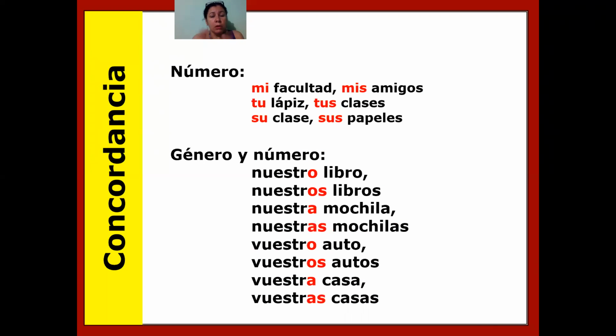Now, in summary, we have these options. Number agreement only: mi, tu, su, and the plural versions mis, tus, sus, while gender and number agreement is the two, nuestro and vuestro. So we have four versions for nuestro and four versions for vuestro: nuestro, nuestros, nuestra, nuestras, vuestro, vuestros, vuestra, vuestras. Don't worry about using this one. You can get by and easily communicate with su and sus, because in Latin America we don't use vuestro, okay?